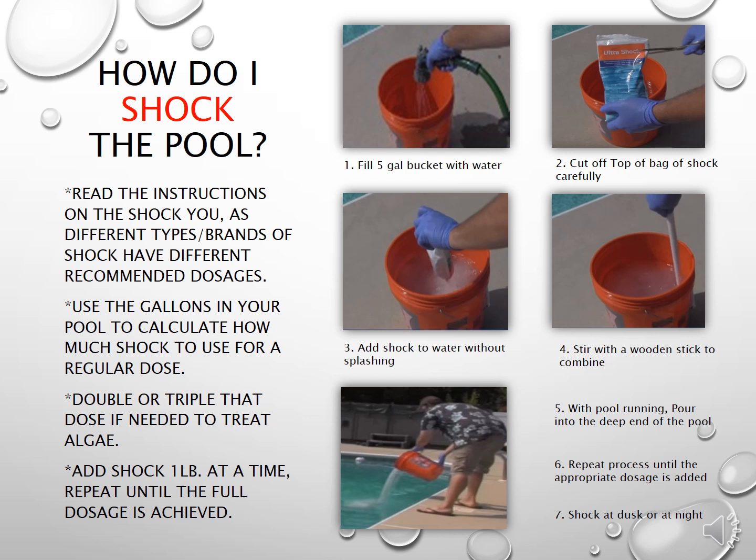Then, you can either double that if the pool is green, or triple that dose if you need to treat algae, or if you can't see the bottom of the pool. Add shock 1 pound at a time and repeat until the full dosage is achieved.